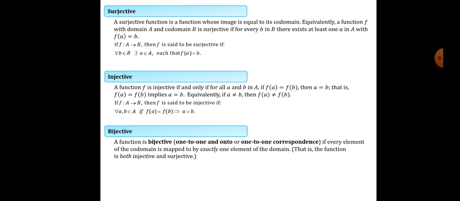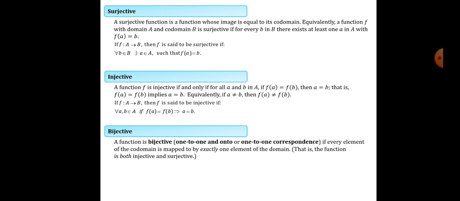So we can say equivalently, a function f with domain A and codomain B is surjective if for every b in B there exists at least one a in A with f(a) = b. This means, in short, that every element of the codomain must have a pre-image, and the pre-image will be in the domain set. So for every b in B there exists at least one a for which f(a) must be equal to b. So this type of function is known as a surjective function.